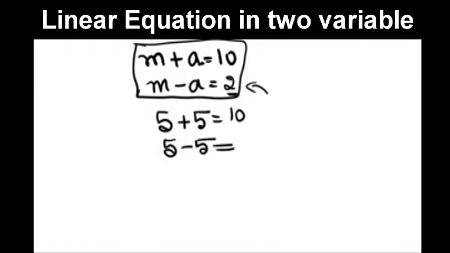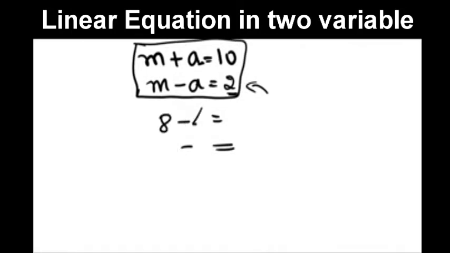So instead of this, we'll take some different values. So let me consider 8 plus 2 is 10. 8 plus 2 is 10, which satisfies the first equation, but 8 minus 2 is not equal to 2. So let's find the result. I will take some different numbers.